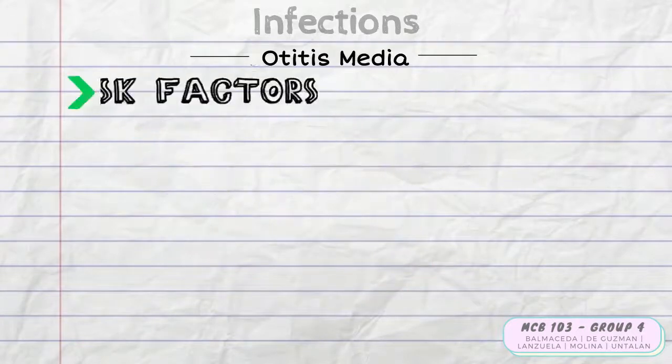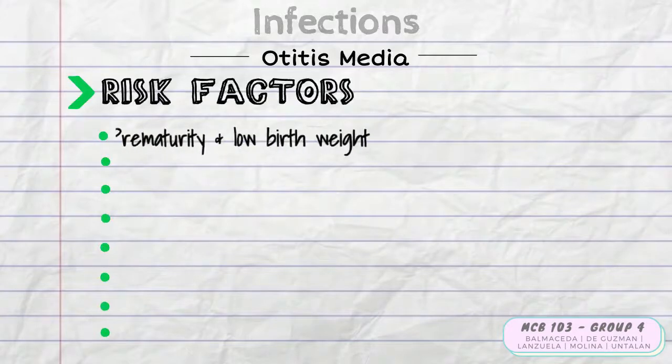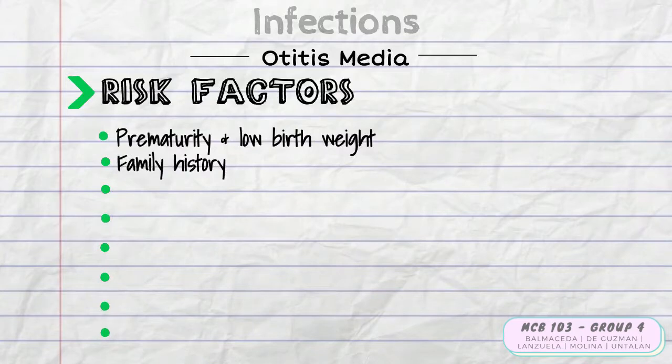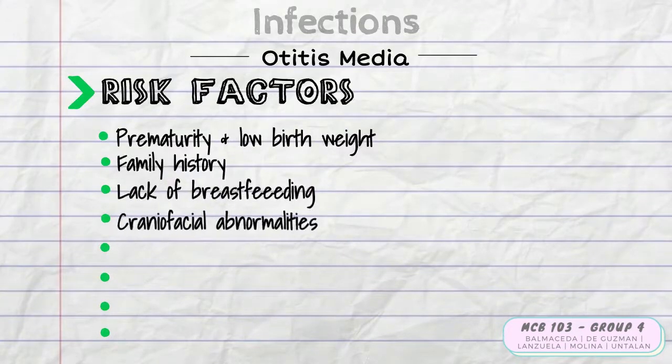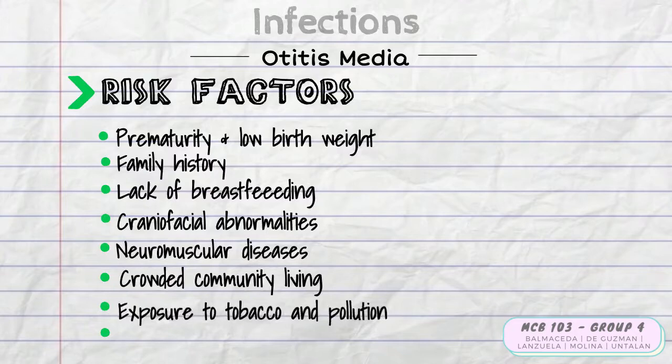Moreover, the following are the risk factors for otitis media: prematurity and low birth weight, family history, absence of breastfeeding, craniofacial abnormalities, neuromuscular diseases, crowded community living, exposure to tobacco and pollution, and season, specifically during fall or winter.